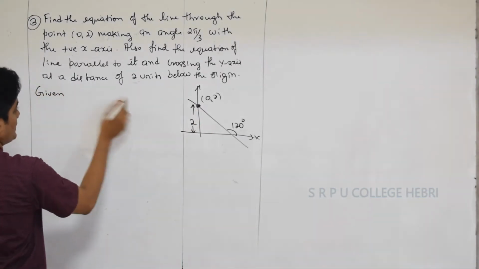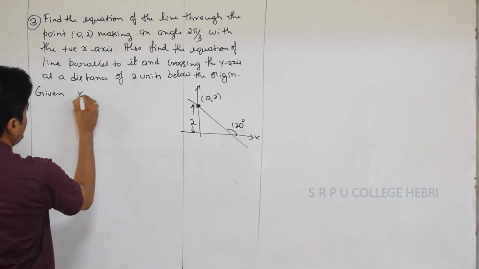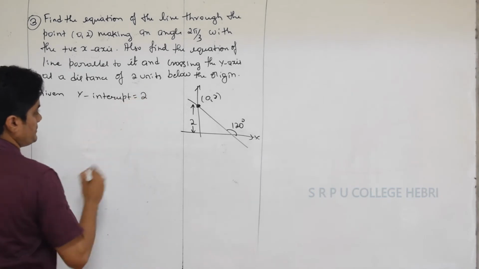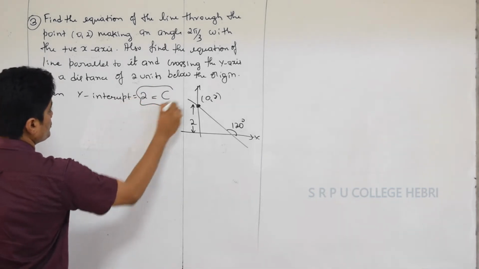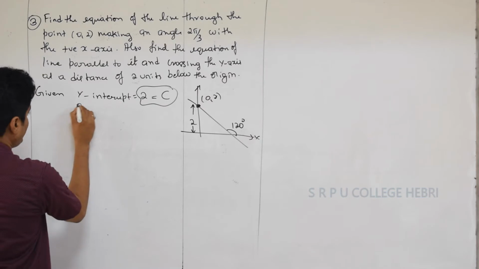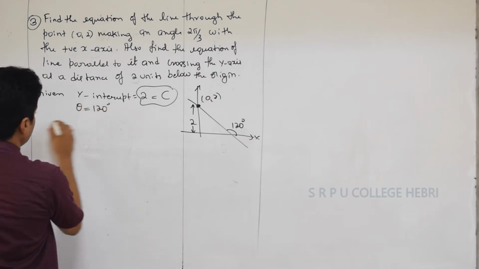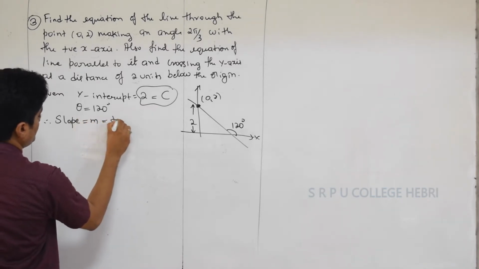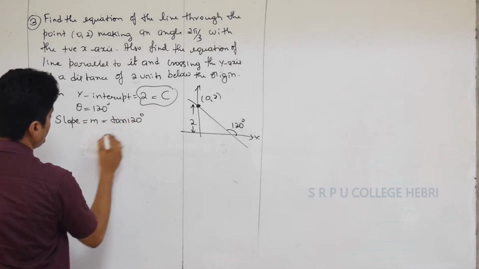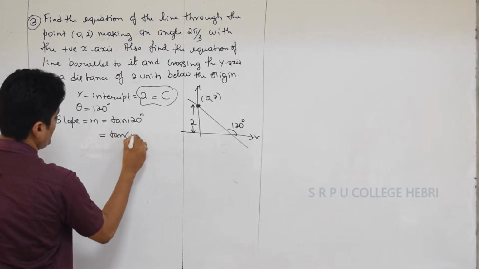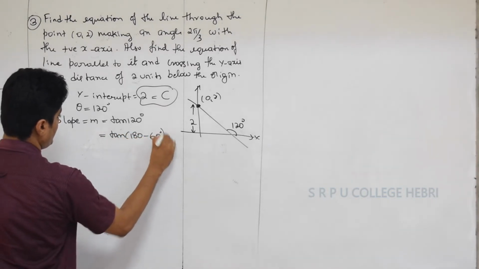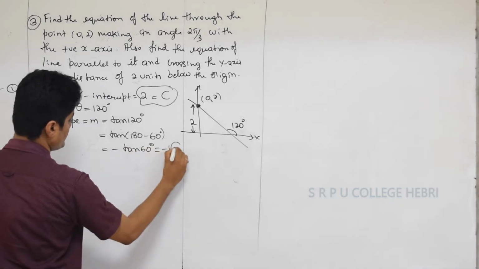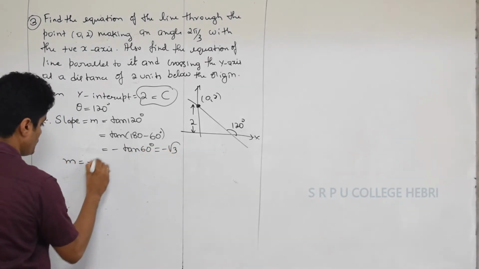So what are the given data? Since it cuts the y-axis at a distance, the y-intercept is known. What is the y-intercept? 2. That is nothing but c. So c is known. We know theta, right? Theta is equal to 120 degree. Therefore, what is the slope? What is slope? m is tan 120 degree. How do you convert tan 120 degree? Tan of 180 minus 60 degree, that is minus tan 60 degree, that is minus root 3. So m is equal to minus root 3.